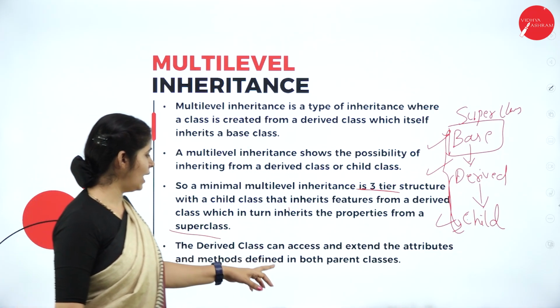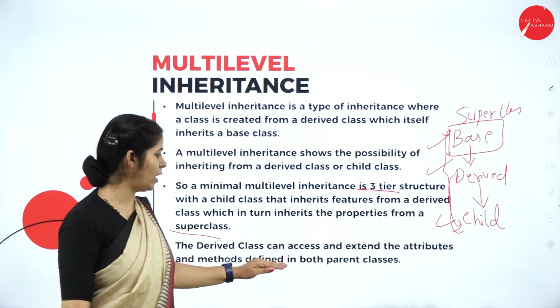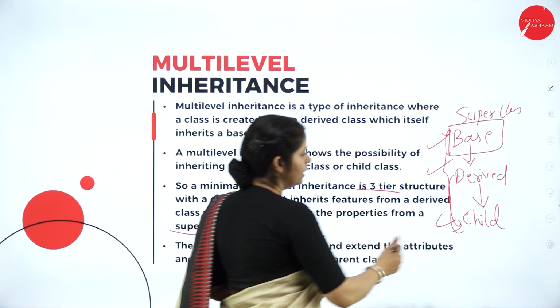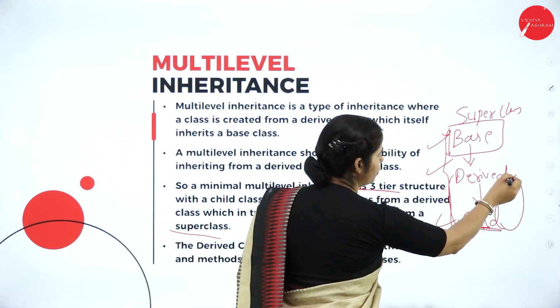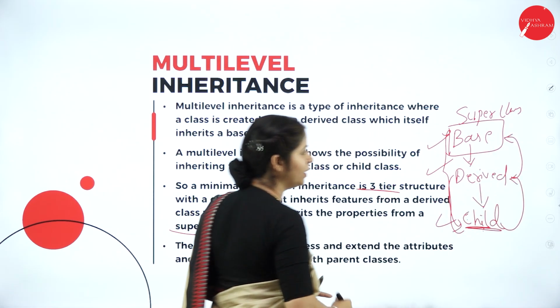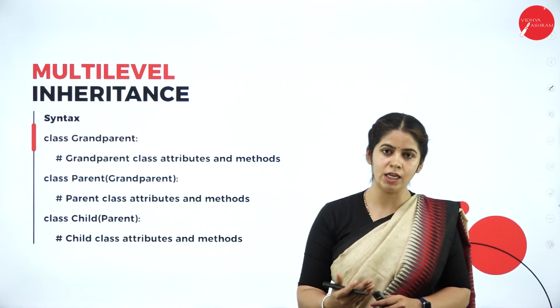The derived class can access and extend the attributes and methods defined by both parent classes. This child class can access its own attributes and methods and also the superclass attributes and methods. That is about multi-level inheritance.